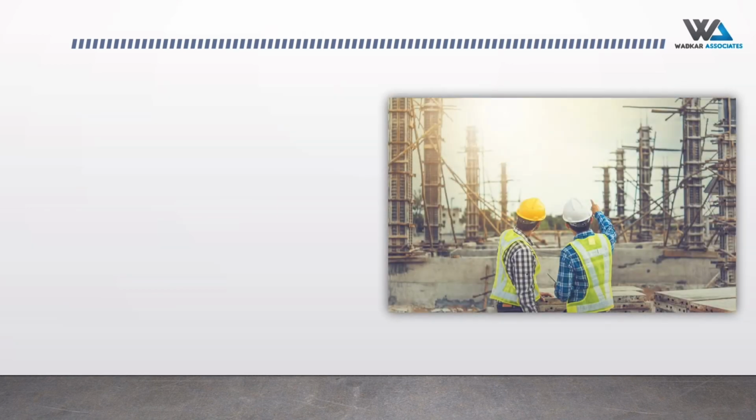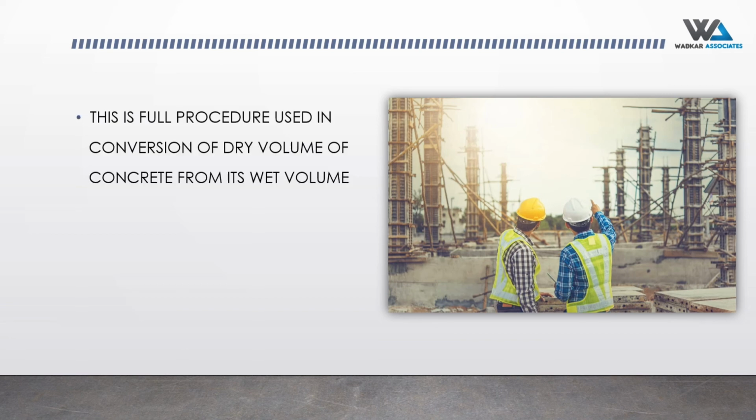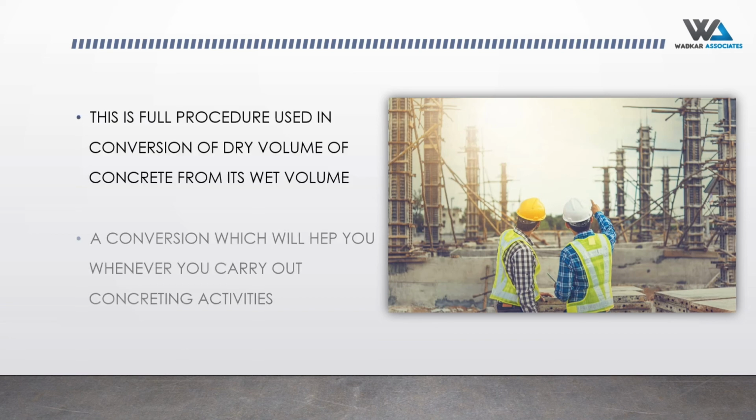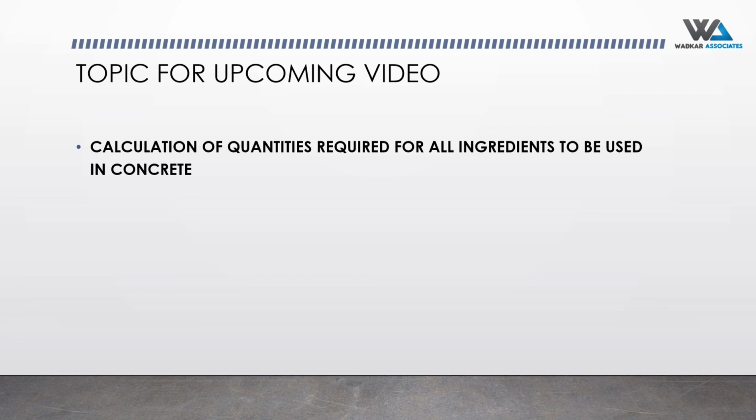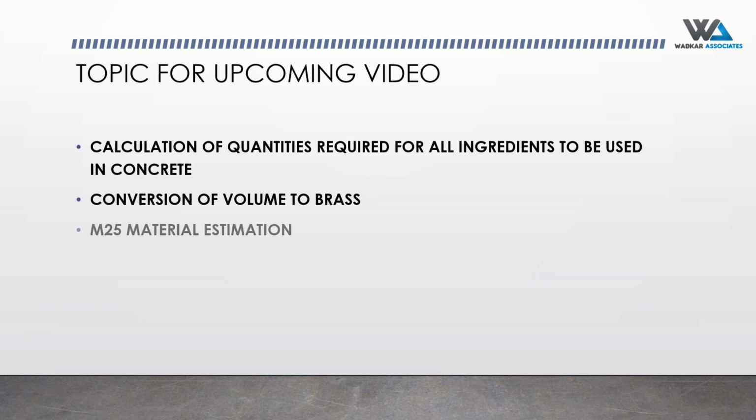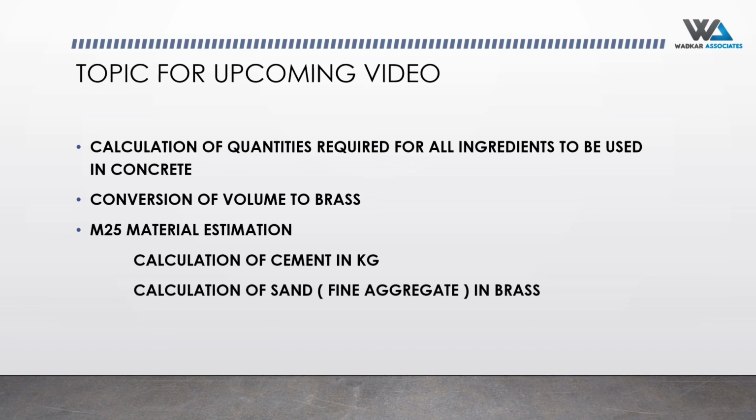So that's how we can calculate the dry volume of concrete for any given quantity of wet volume of concrete. A very simple conversion which will help you every time while you carry out concreting works. Hope you have understood the concept. In upcoming videos I will be discussing how we will use this volume conversion while calculating the mass, the volume for different ingredients in a segregated manner. That is the amount of sand, cement and aggregate you will need in kg or in brass for different mix ratios for a given quantity of concrete.